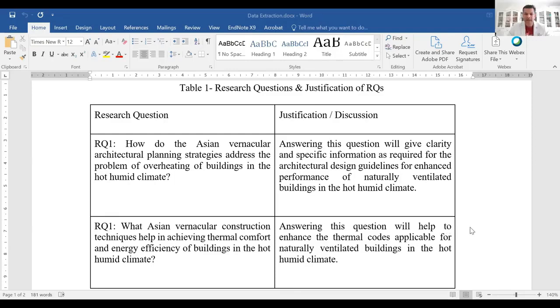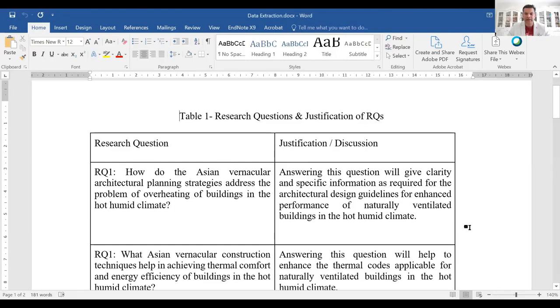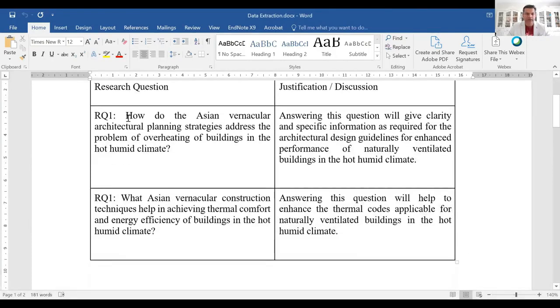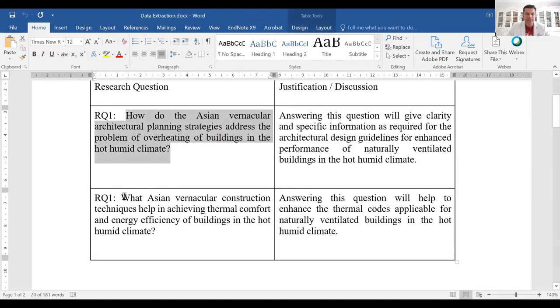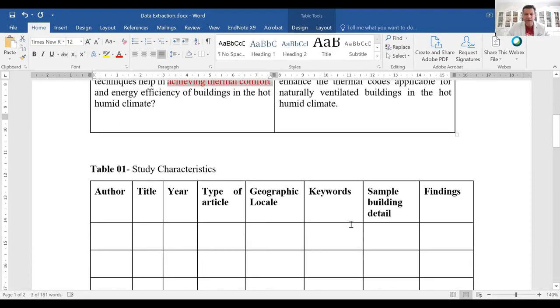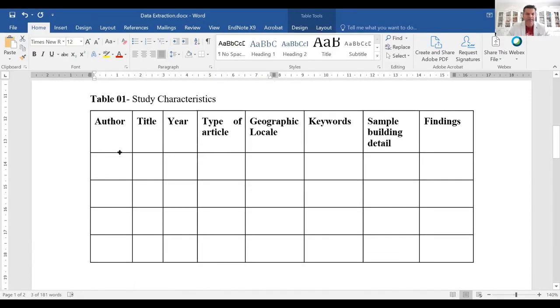So this is the data extraction document designed by Vidya for her research. In her research, for her SLR, there are two research questions. How do Asian vernacular architecture planning strategies address the problem of overheating, and what Asian vernacular construction techniques help in achieving thermal comfort?